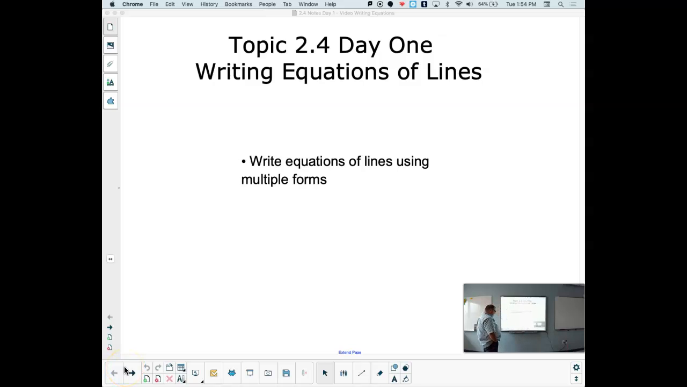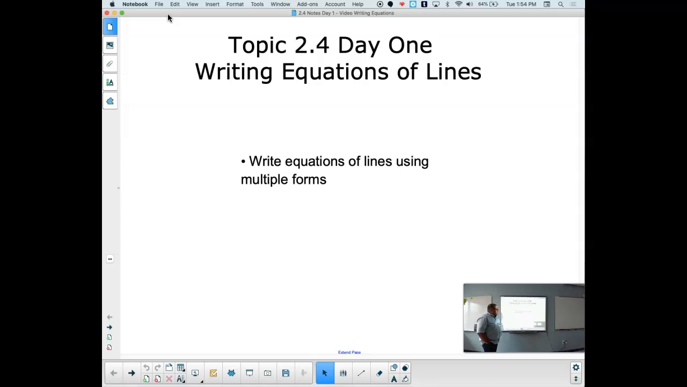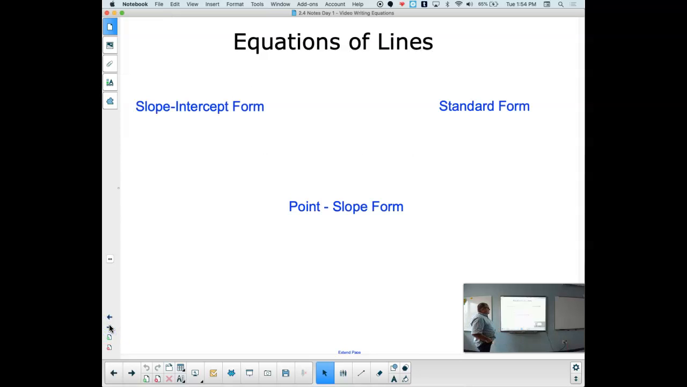Good Wednesday to you. So today we are going to have day one of writing equations of lines. We're going to hit 3 of the different styles of problems, I believe would be a better way of saying it. And then on Thursday in the live class, we'll talk about the other style of problems that you will see from this section.